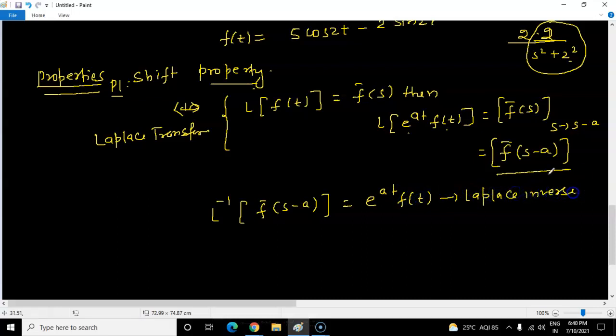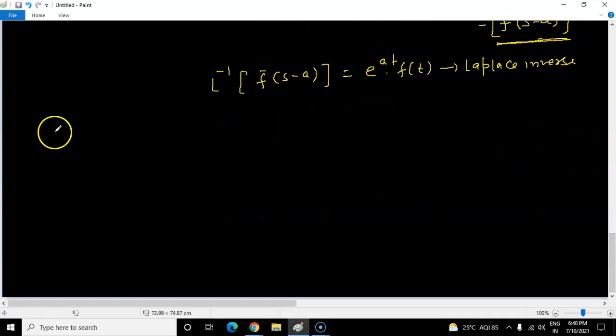So just the opposite: if e to the power at into f of t is given, we can write a bar of s minus a. Now for the inverse, if we are finding it for a bar of s minus a, we can write e to the power of at times f of t. So we'll see the example here.